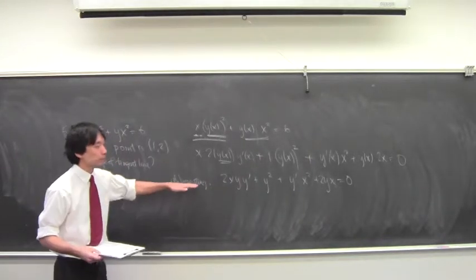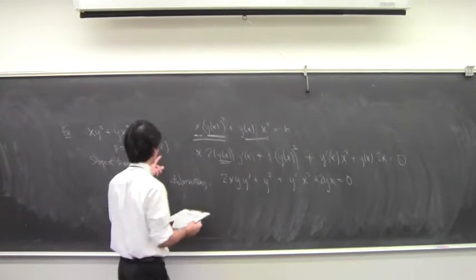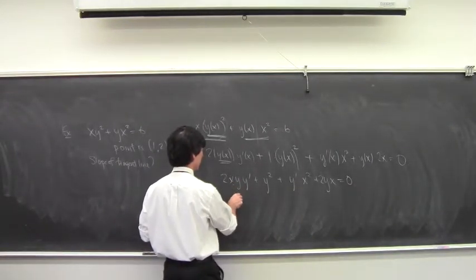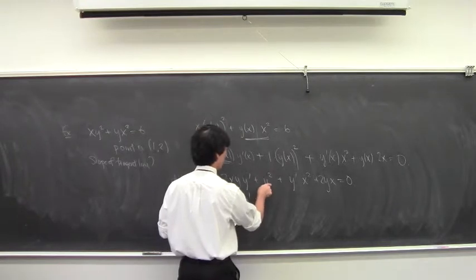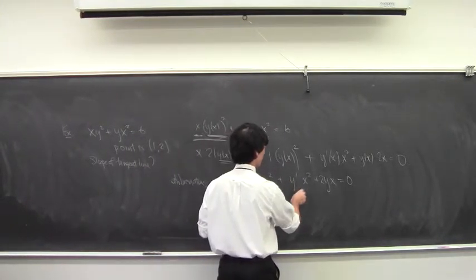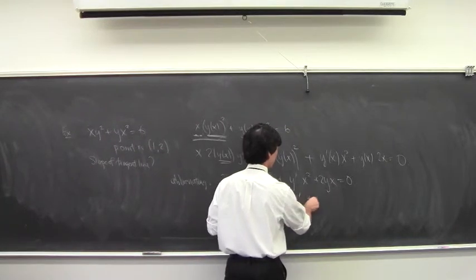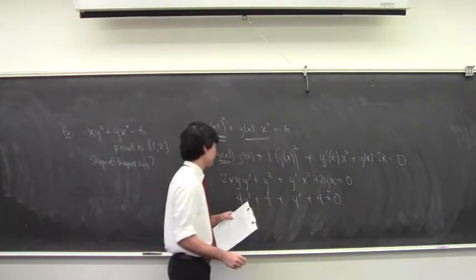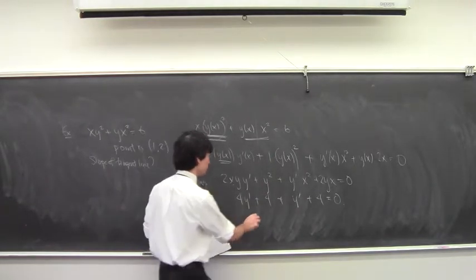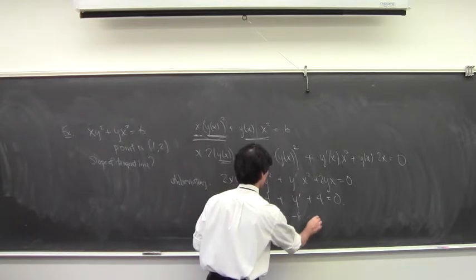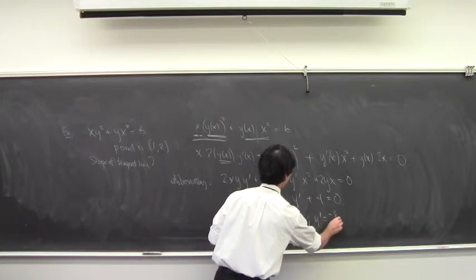You get this, and let's just plug in x is 1 and y is 2. So x is 1, y is 2. We get 4y prime, y is 2, so 4 here, x is 1, and x is 1, y is 2, you get this. Okay. So 5y prime equals -8, and so y prime equals -8 over 5.